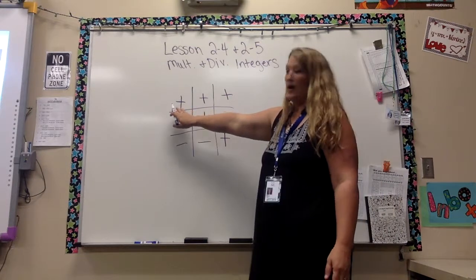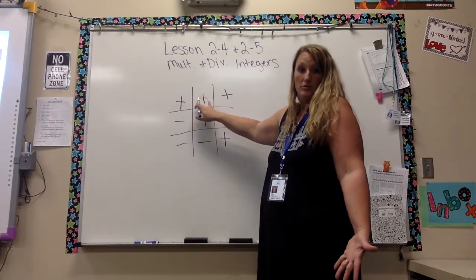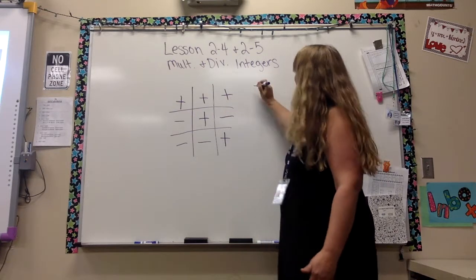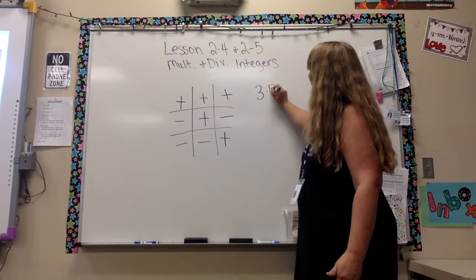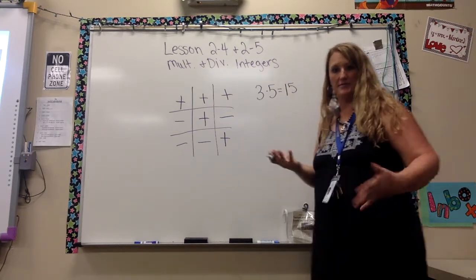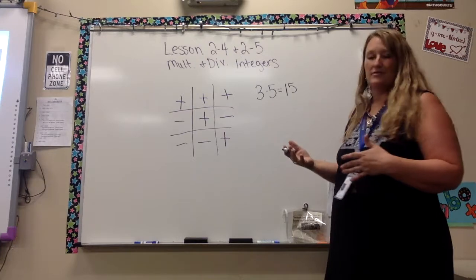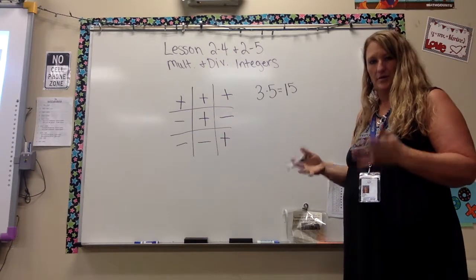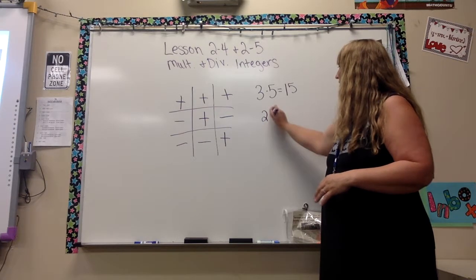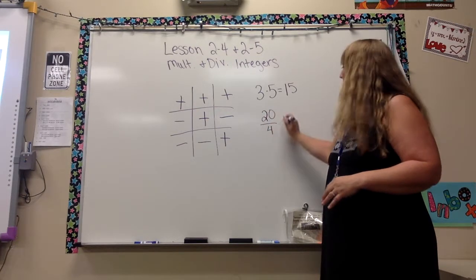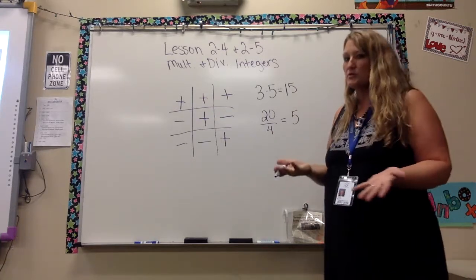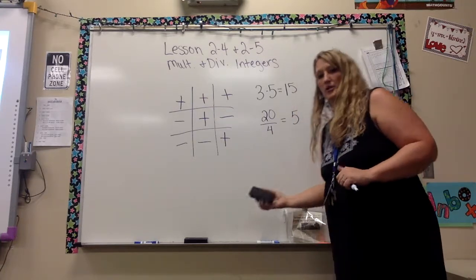So from the top, you have a positive times or divided by a positive is going to equal a positive. So this would be like 3 times 5. Of course, that's going to equal 15. We know that, right? Positive times a positive is always a positive. Positive divided by a positive is always a positive, like 20 divided by 4. We know that that's automatically going to be a positive. We don't have to worry about it if there's no signs at all. It's just regular multiplication and division.